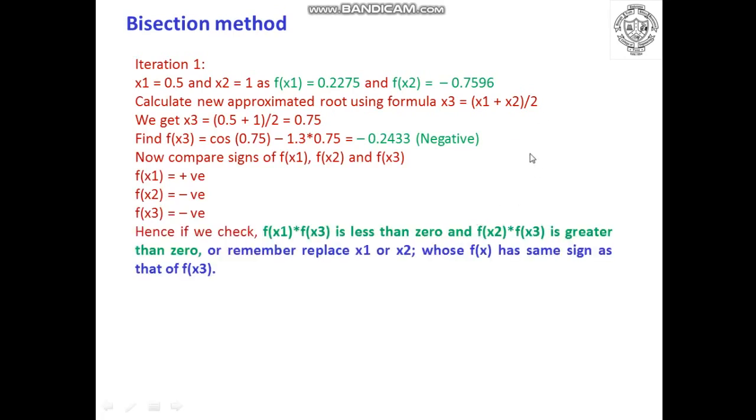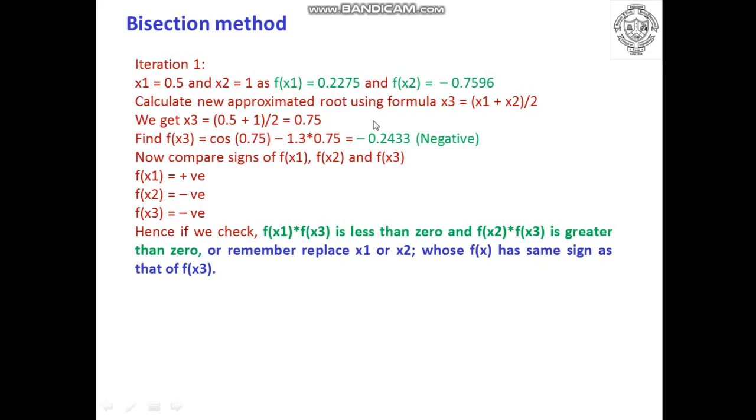So as we know that we have one check, that if we take multiplication of f of x1 and f of x3 is less than 0, and f of x2 into f of x3 is greater than 0, or we can remember that we have to replace either x1 or x2 with respect to that whose f of x has same sign as that of f of x3. So now if we take multiplication of f of x1 and f of x3, so this is f of x1 and this is f of x3.